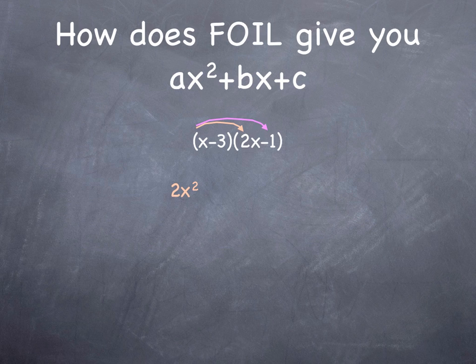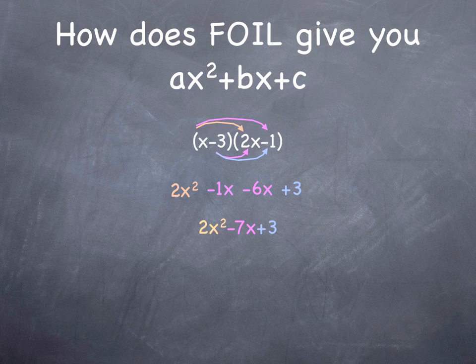X times negative 1 would give us minus 1x. Negative 3 times 2x would give us minus 6x. And negative 3 times negative 1 would give us positive 3. When we combine the like terms in the middle, the negative 1x and the negative 6x, we get negative 7x. So we have the expression 2x squared minus 7x plus 3. This is an expression of the form ax squared plus bx plus c.